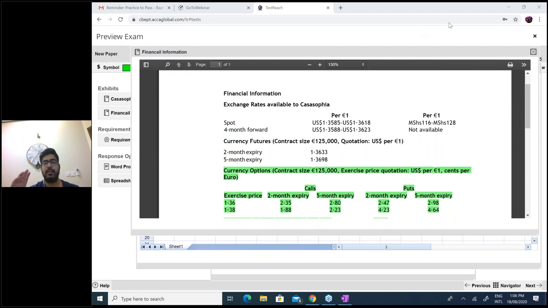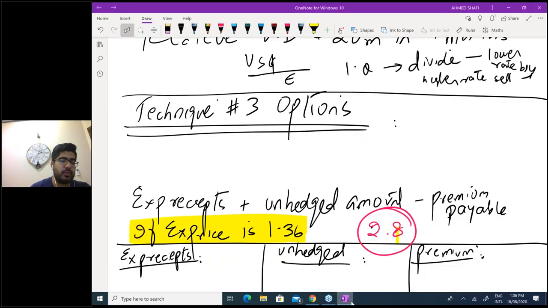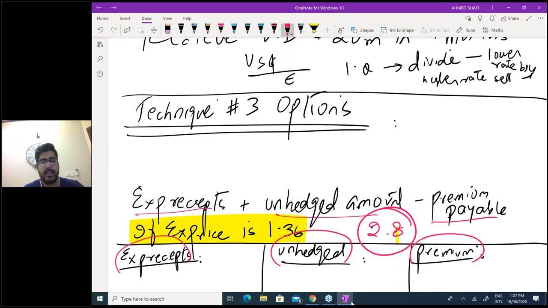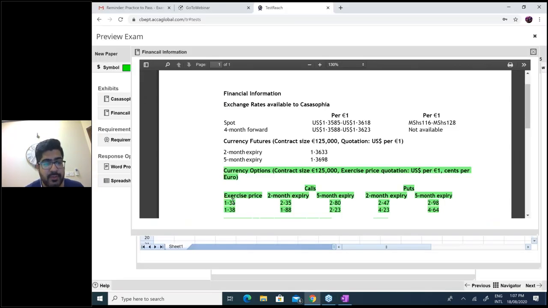Okay, so we are doing options again. Firstly, on the notepad, I have to solve options. I told you that in receipts case, the options formula is expected receipts plus unhedged minus premium payable. You need three things: expected receipts, the unhedged, and the premium. There are two exercise prices given in the question, 1.36 and 1.38. I have to work on both. I am doing the first exercise price, that is 1.36.